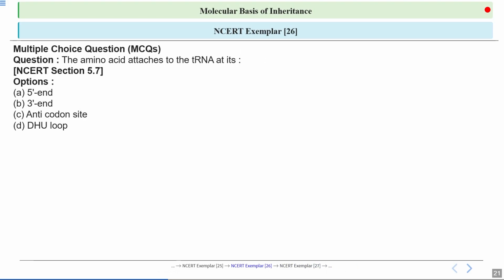So next question is, the amino acid attaches to the transfer RNA at its... Okay, so transfer RNA brings the corresponding amino acid to the ribosomes. So where does the amino acid attach? At what region does the amino acid attach to the transfer RNA? So what are the options here? Okay, 5 prime end, 3 prime end, anticodon site, or DHU loop. What is the correct answer?